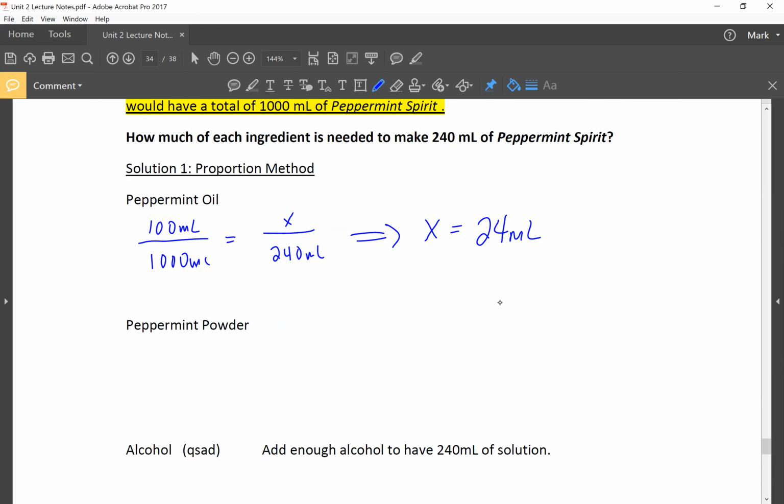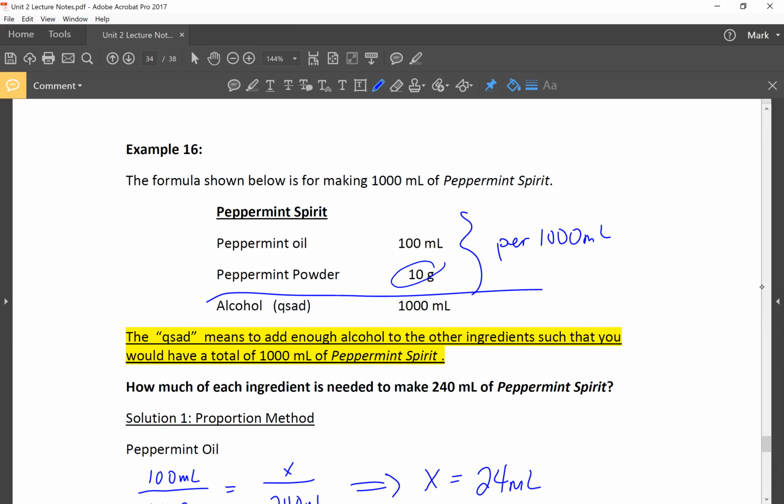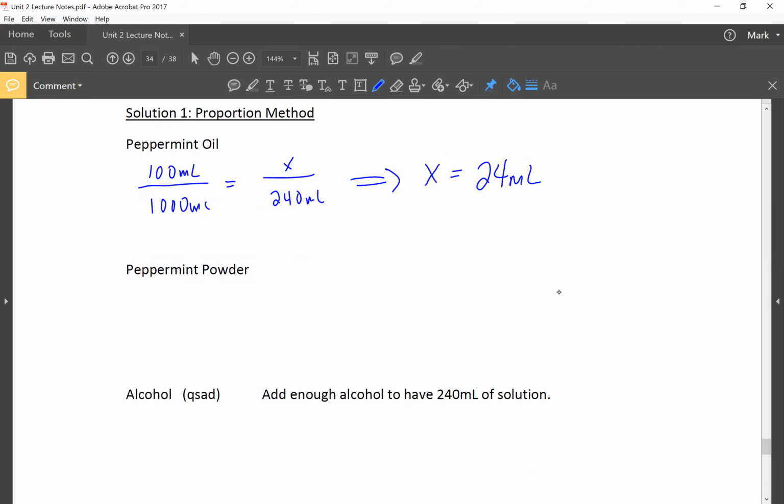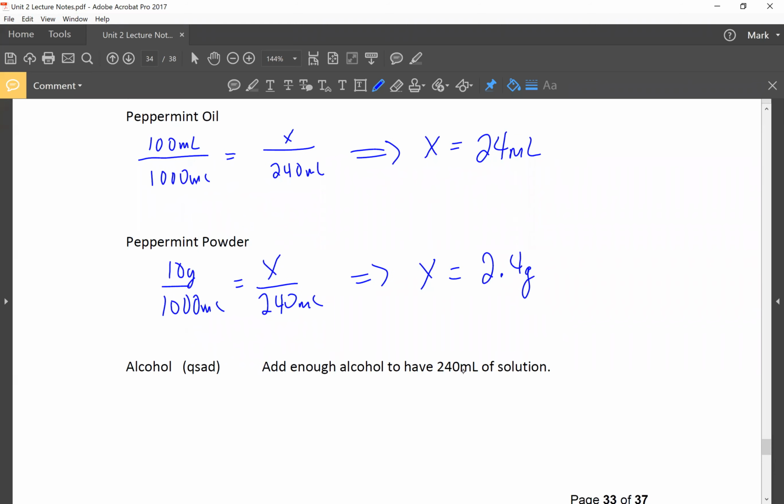Okay, peppermint powder. Well, peppermint powder is 10 grams per 1,000 milliliters. So 10 grams of peppermint powder would be in 1,000 milliliters. I want to figure out how many grams would there be in 240 milliliters. So again, you would solve for X, and you would get here 2.4 grams. All right, and then it says alcohol, QSAD, add enough so you have 240 mils of solution. Well, this is actually already done. There's no calculation here.